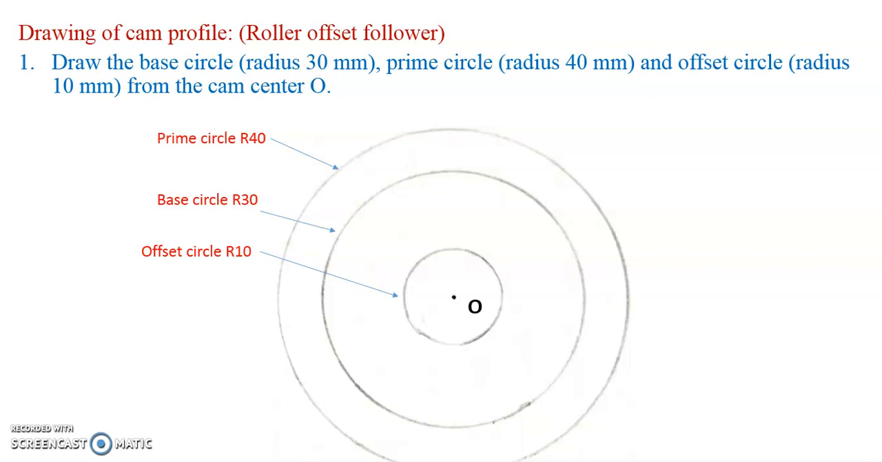If they had stated that the offset distance is 15 mm from the center, then I would take the offset circle radius as 15 mm. Okay, so in this case it is offset by 10 mm, hence I am taking the radius of 10 mm and then drawing the offset circle.